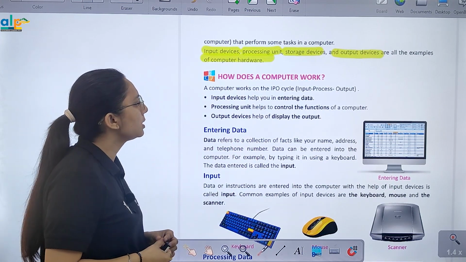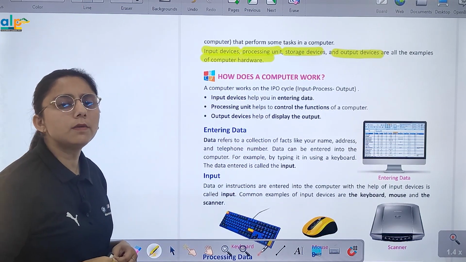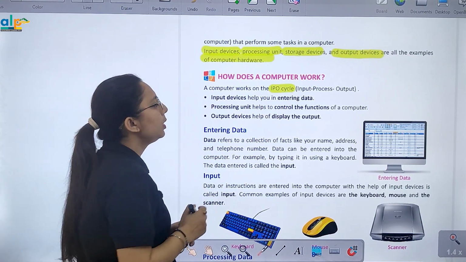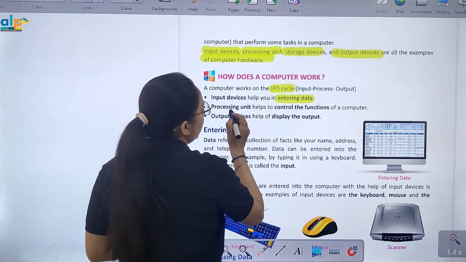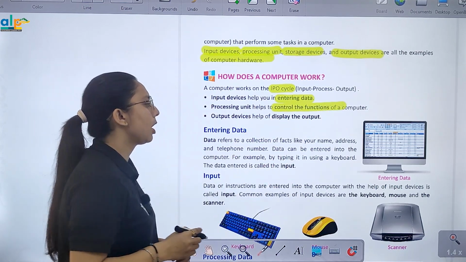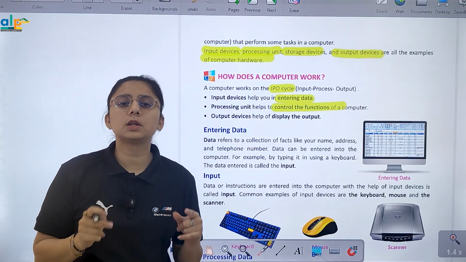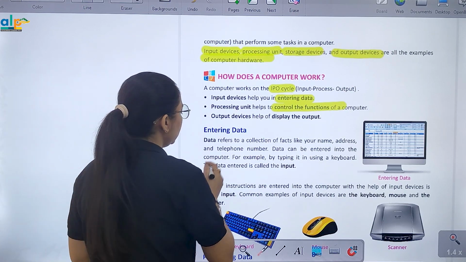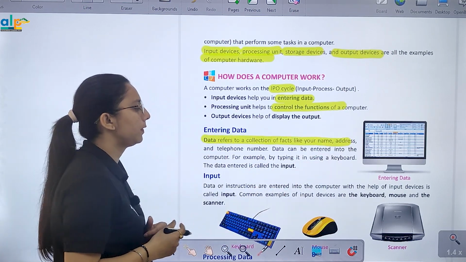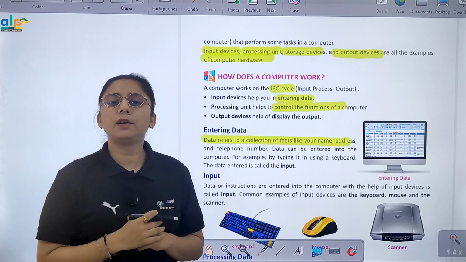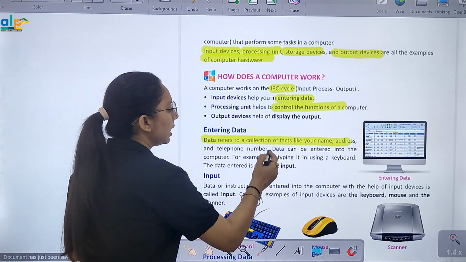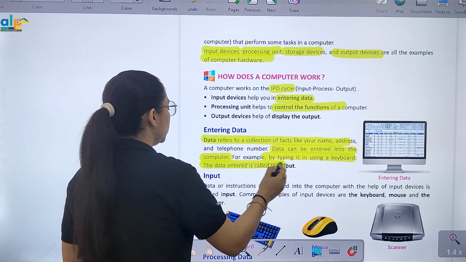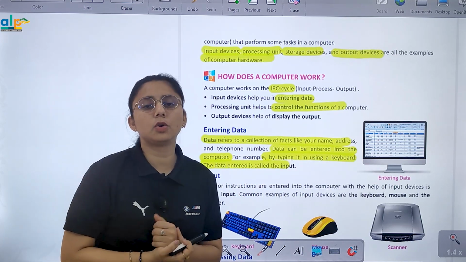So next is how does a computer work? A computer works on the IPO cycle, that is input, process and output. An input device enters the data, the processing unit controls the functions, and it displays the output on the screen. Now, first is entering data. Data refers to a collection of facts like your name, your address, and your telephone number. Data can be entered into a computer by typing it using a keyboard. The data entered is called input.